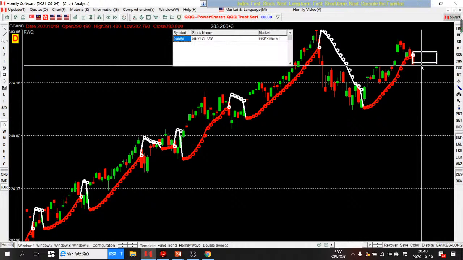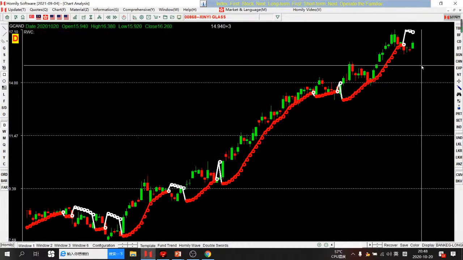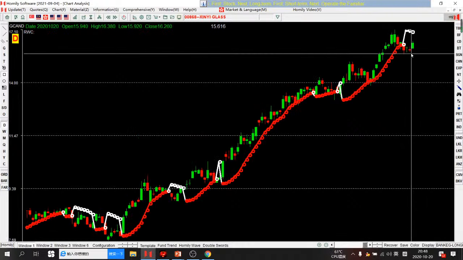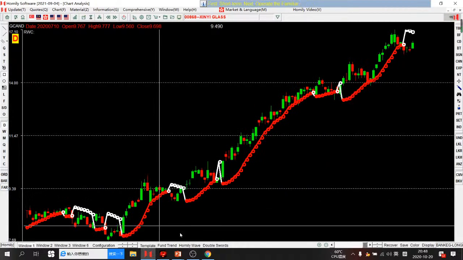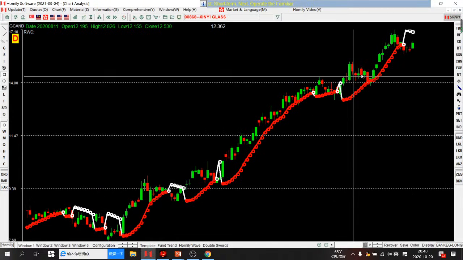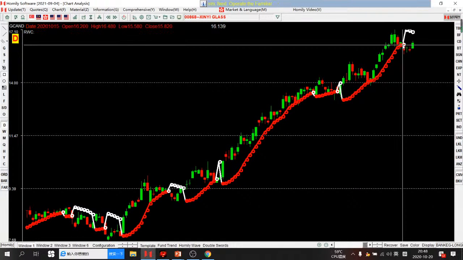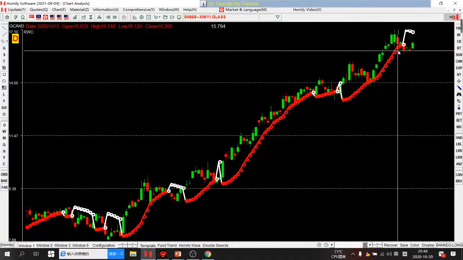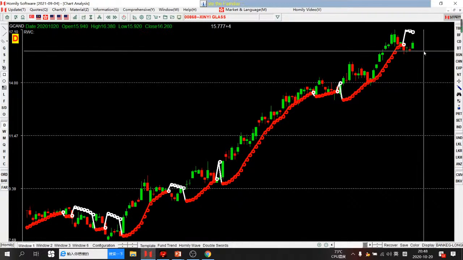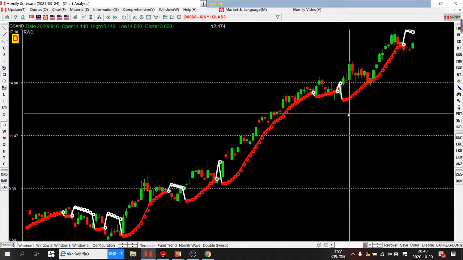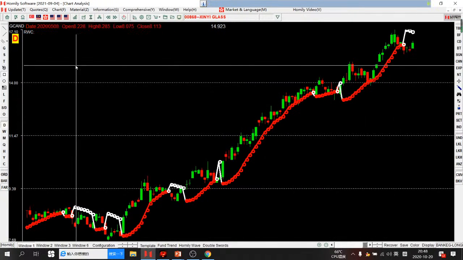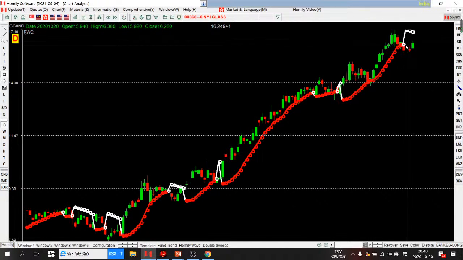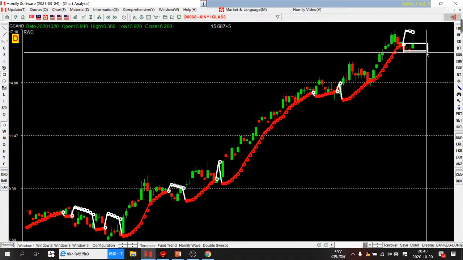So Xingyi Glass. Xingyi Glass also is a solar industry company. Generally, we know this is an uptrend share, has already moved up quite well from seven plus to lately 1626. All right, so mostly red circles. And lately it has already turned to a white circle.